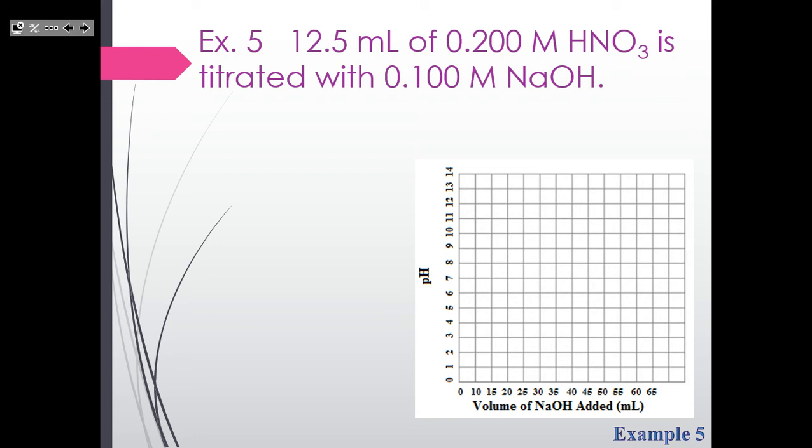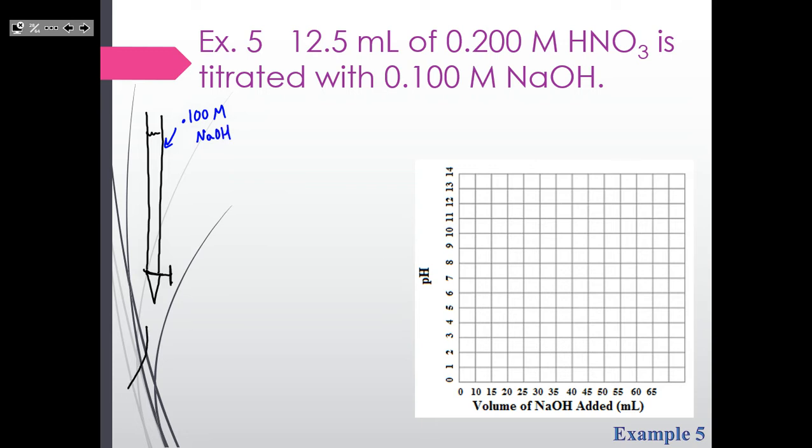So example 5 begins by saying we have 12.5 milliliters of 0.2 molar HNO3, which is a strong acid, nitric, and it's titrated with 0.100 molar NaOH, which is a strong base. First thing we want to do is look at our experimental setup. If we were doing this in a lab setting, we would have the burette set up, and inside here we would have our titrant, which would be 0.100 molar NaOH.